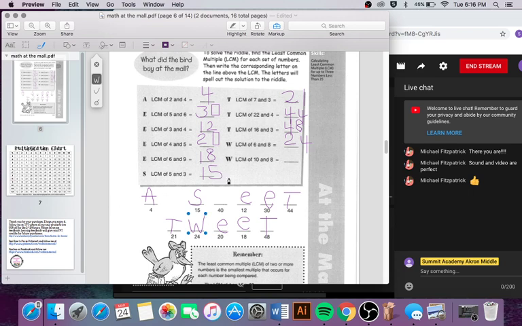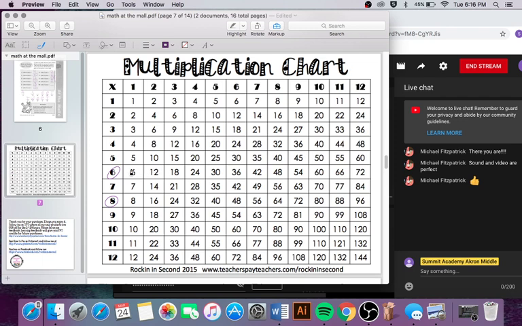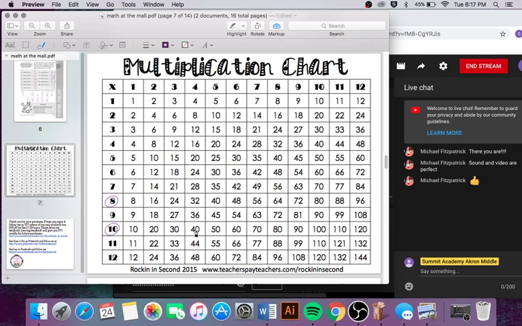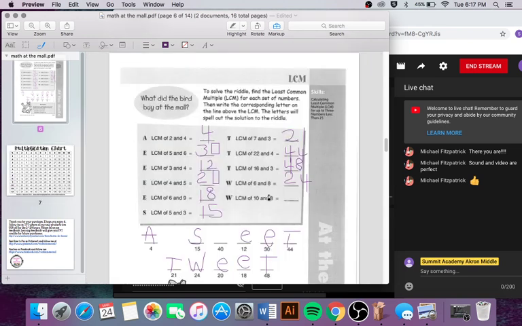Okay. Our last one is 10 and 8. So we have 8 and we have 10. So 8 doesn't go into 10. 16 doesn't go into 10. 24 doesn't go into 10. 32 doesn't go into 10. 40 does go into both 10 and 8. 8 times 5 is 40, and 10 times 4 is 40. So under our last one, we're going to write 40.